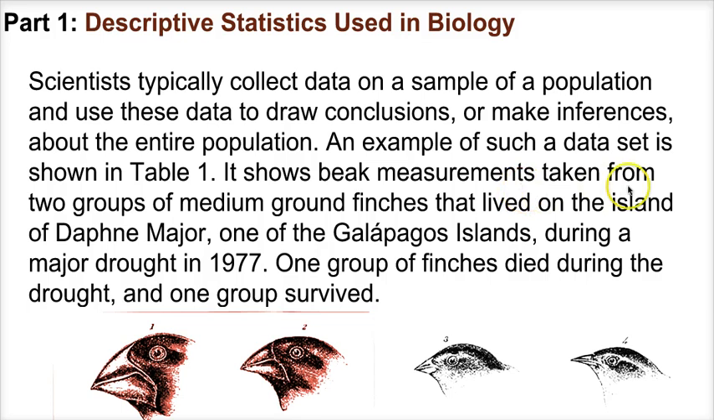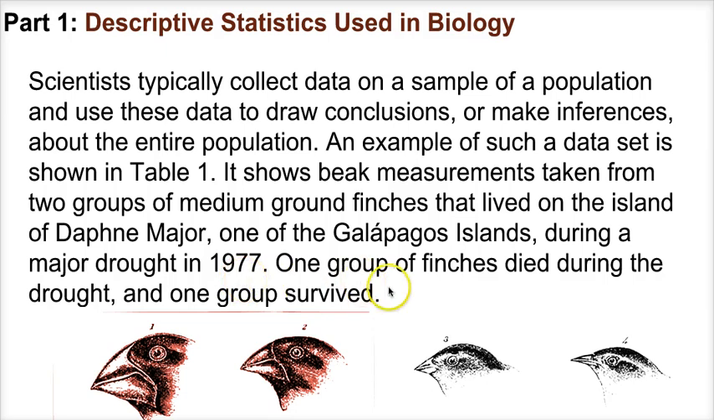An example of a data set is shown in Table 1. It shows beak measurements taken from two groups of medium ground finches that lived on the island of Daphne Major, one of the Galapagos Islands, during a major drought in '77. The Galapagos Islands were separated from South America, so they really are their own entire ecosystem. They're studied often because evolution occurs at these very isolated places, meaning there's not a lot of influx of other genes to change our experiments.